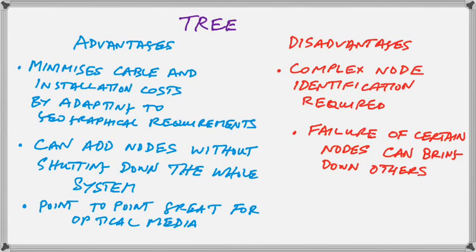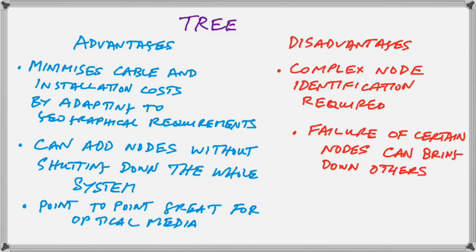What about the tree? Well, the tree begins to approximate a model of a graph, a mathematical model of a graph. And if the tree is properly designed, you can minimize cabling and installation costs and adapt it to whatever geographical requirements you need. You can also add nodes without shutting down the whole system in most cases. And because it's still using point-to-point, it's still great to use with optical media.